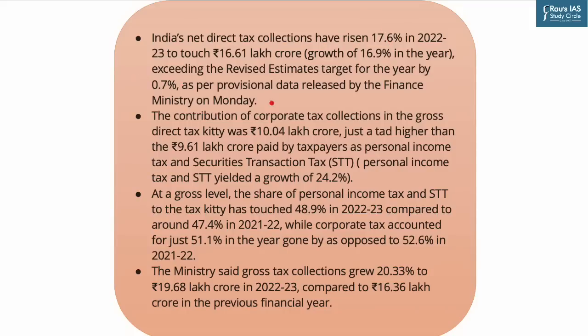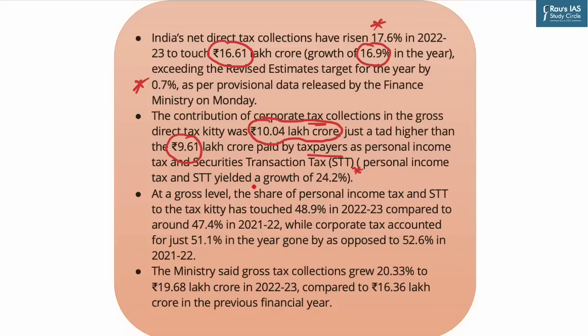Now, as per the provisional data released by the Finance Ministry, India's net direct tax collection has risen by around 17.6% to touch around 16.61 lakh crore. It is a growth of around 17% in the year, which has exceeded the revised estimates target for the year by around 0.7%. Another finding is that the contribution of corporate tax collections in the gross direct tax kitty was around 10.04 lakh crore, just a tad higher than the 9.61 lakh crore paid by taxpayers as personal income tax and securities transaction tax, that is STT.